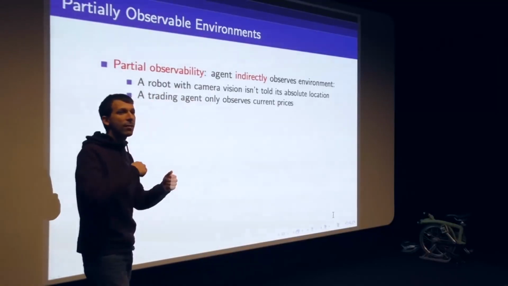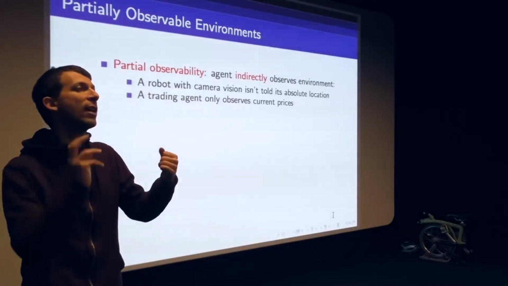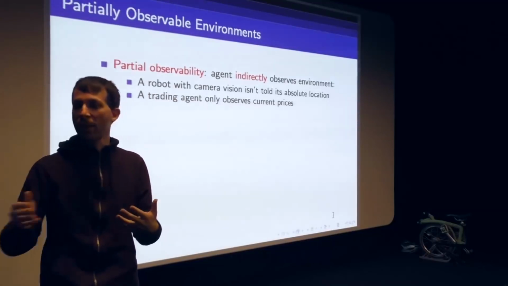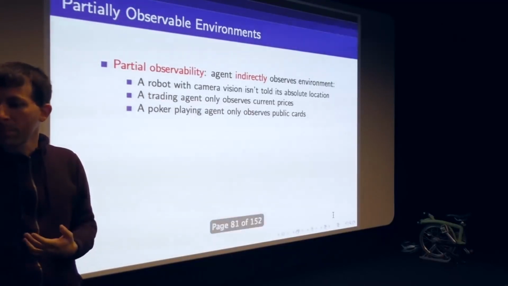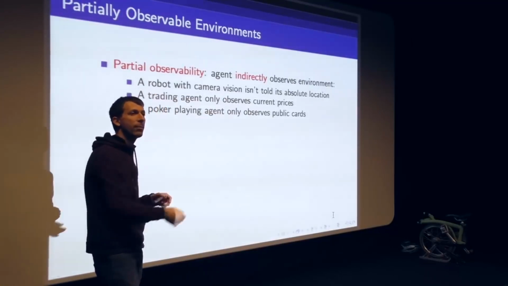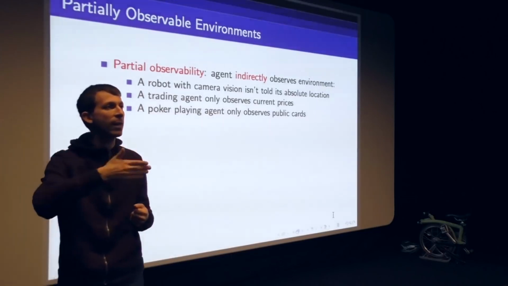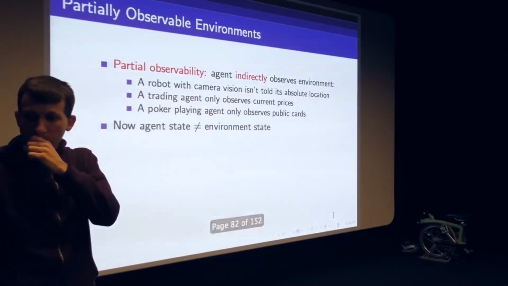Or another example would be a trading agent. This trading agent might only observe the current prices, but it might not know the trends or where these prices are coming from. It has to just figure out what to do next based on partial information. Or a poker playing agent, it only observes the public cards, the cards which are face up on the table, and it doesn't know what's hiding in someone else's hand. These are all examples of partial observability.